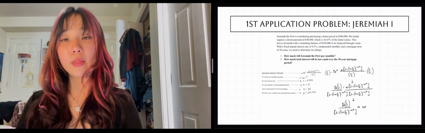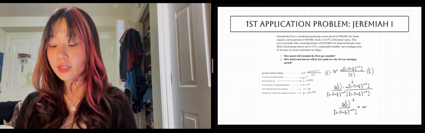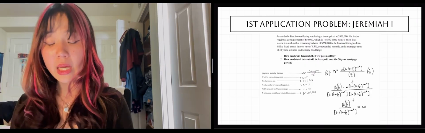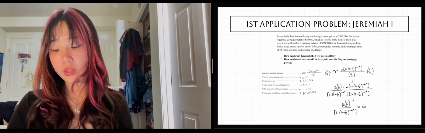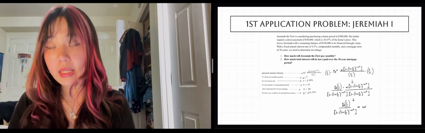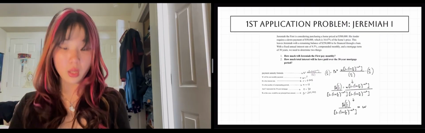So with our first application problem, we'll be looking at Jeremiah the First. Jeremiah the First is considering purchasing a house priced at $300,000. His lender requires a down payment of $50,000, and this leaves him with a remaining balance of $250,000 that needs to be financed through a loan.